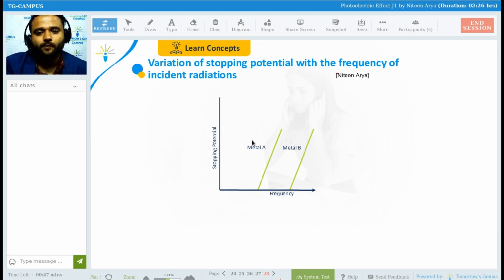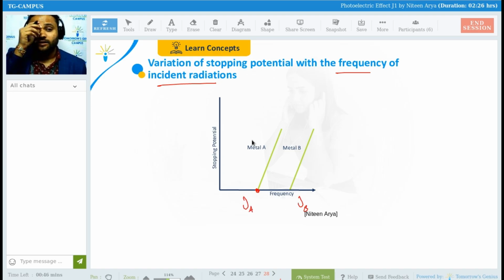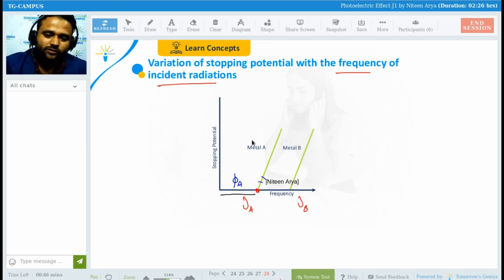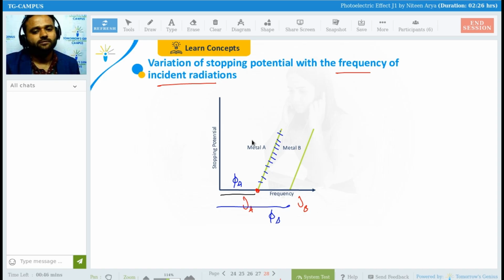And the graph of variation of stopping potential with the frequency of incident radiation is this. This is your frequency for material A. Okay, I can write frequency of material A. Now this is fine, and this is the frequency of material B. So obviously, as you can see, till this point is the work function, and then it is going to overshoot. This is the work function of A, and that is directly proportional to whatever the stopping potential is. And in the same sense, this is the work function of B, and then it is going to be this. Clear?